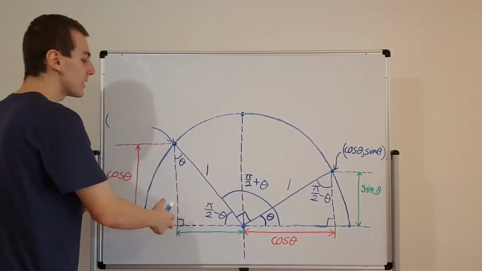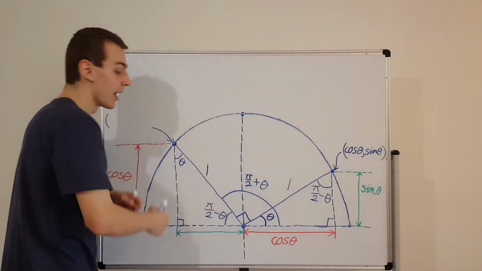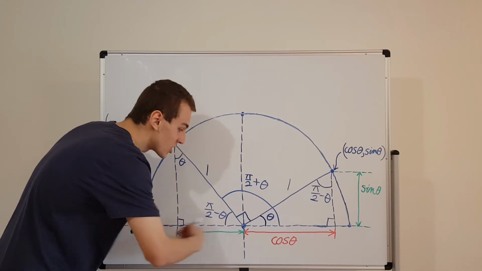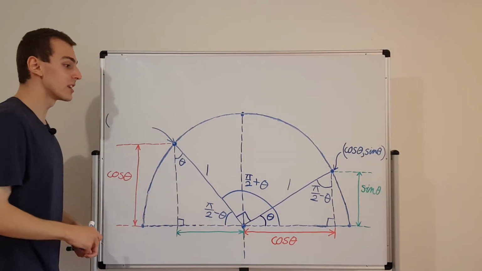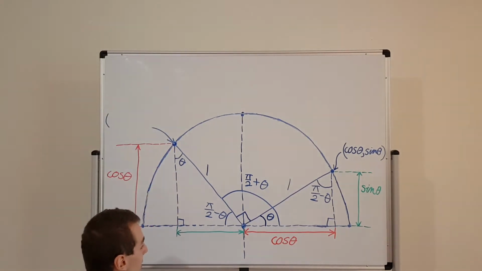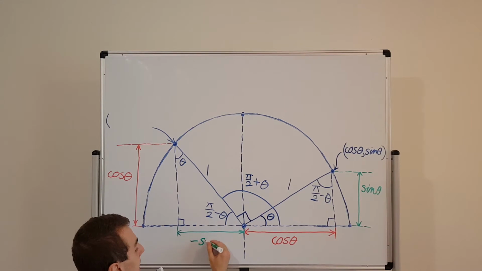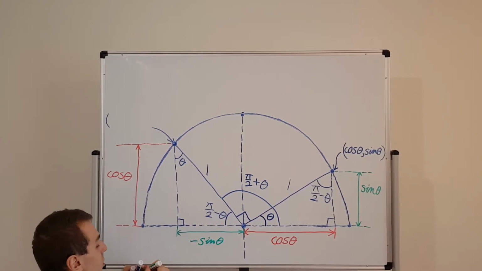But now over here, we're in this quadrant. And in this quadrant the vertical component is still positive, but the component in this direction, the horizontal component, is negative because it's towards the left. And the left is defined to be negative. So this is no longer sine theta. This is minus sine theta. So this is a very important point. This is no longer sine theta, it's minus sine theta.